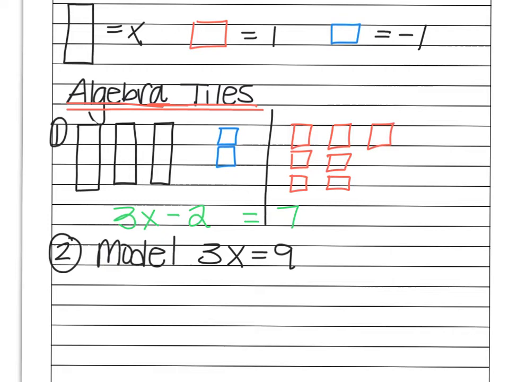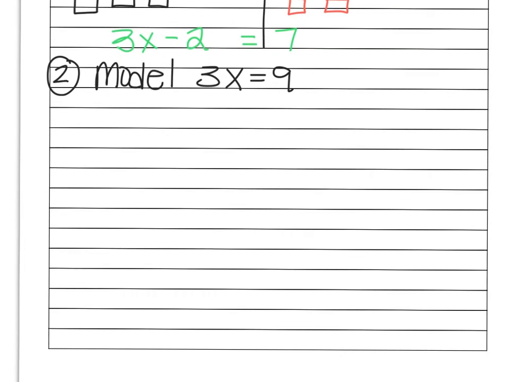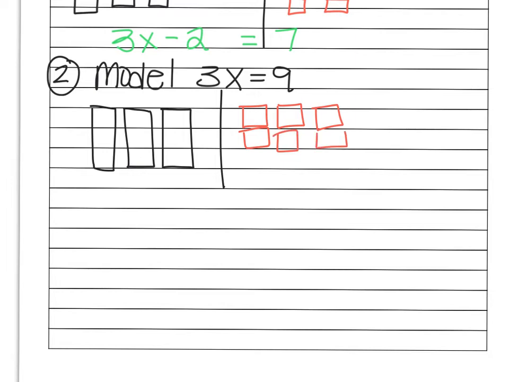For number 2, it wants you to go ahead and draw the model for 3x equaling 9. So we're going to have 3 of our long black algebra tiles. I'm going to draw a line, and that equals 9. It is a positive, so our positive tiles were red. So I'm going to have 1, 2, 3, 4, 5, 6, 7, 8, 9. So we have drawn the model for our algebraic expression 3x equaling 9.